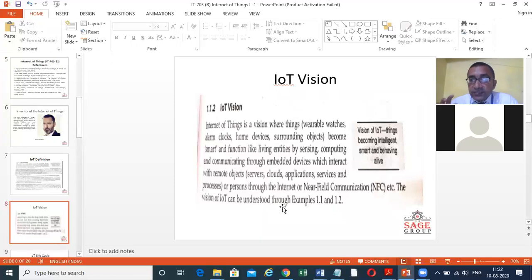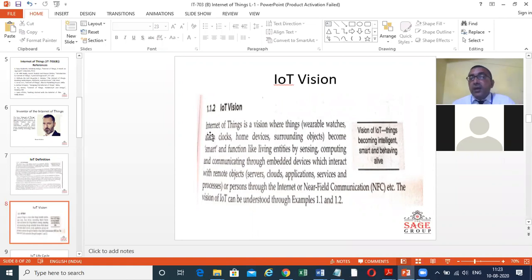Internet of Things is a vision where things become smart and function like living entities by sensing, computing, and communicating through embedded devices which interact with remote objects. We interact with remote objects like the server, cloud application, services, and processes, or a person, through the internet or near field communication, that is the NFC. We will discuss this vision later on. In short, this is the vision of the IoT.